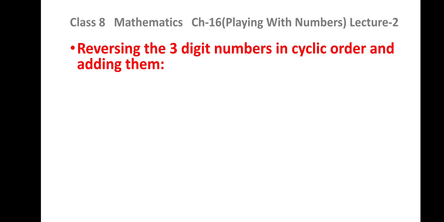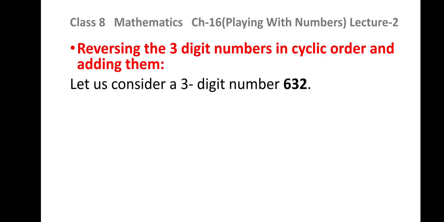Now, reversing the 3-digit numbers in cyclic order and adding them. In the previous example, we reversed the number starting from the units place. Now, in this case, we need to reverse the 3-digit number in the cyclic order. What is this cyclic order? Let us understand this. Let us consider a 3-digit number 632. Here, cyclic order means we need to start reversing the 3-digit numbers in the clockwise direction.